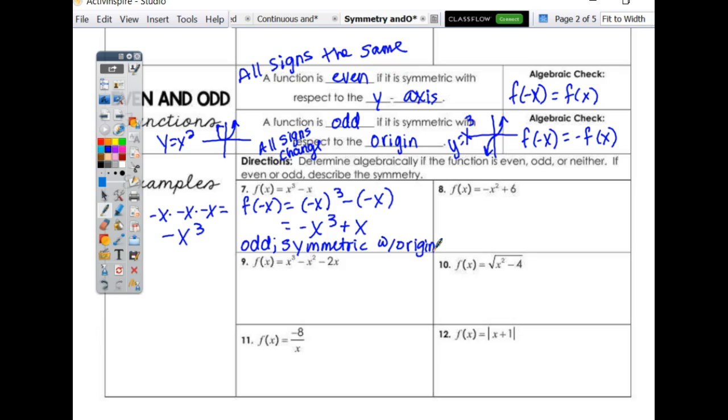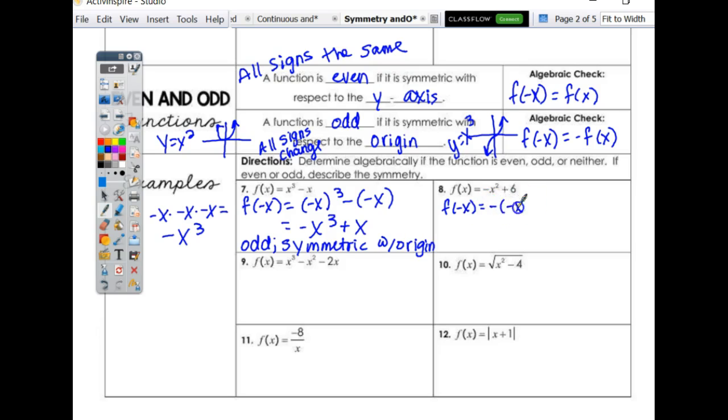The algebraic check, you put a negative x in. Okay? Both times. The same every time. You always put the negative x in. If all the signs change, it's odd. If all the signs are the same, it's even. Okay? So here, I'm putting the negative x in.